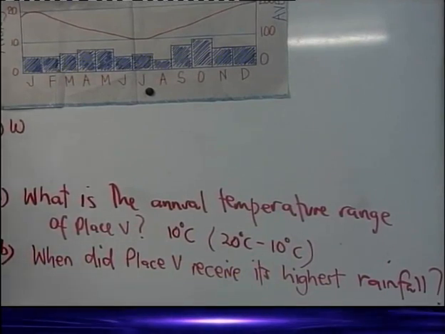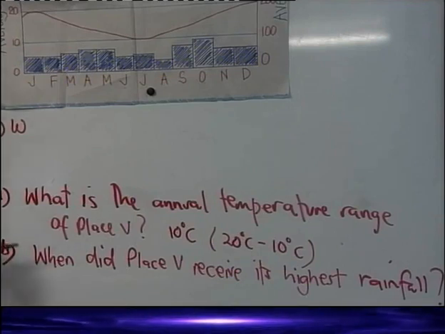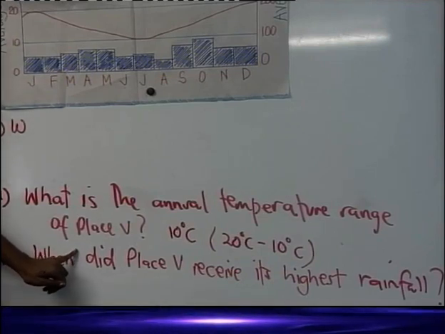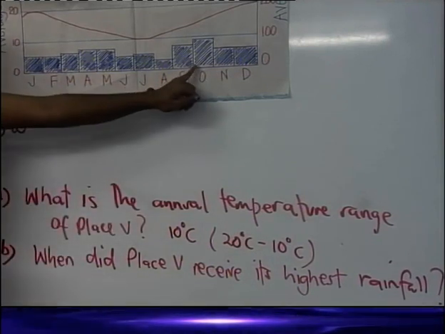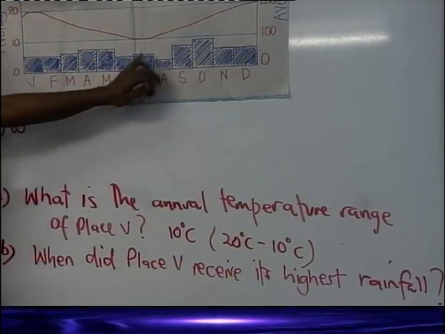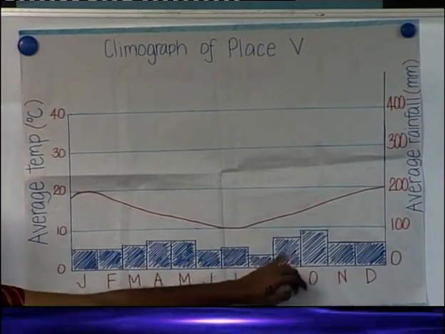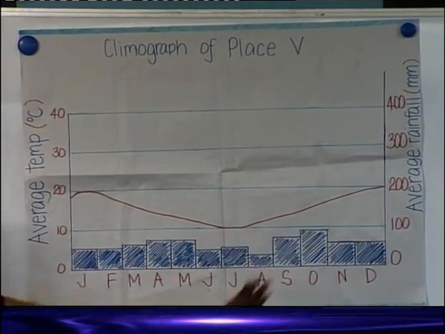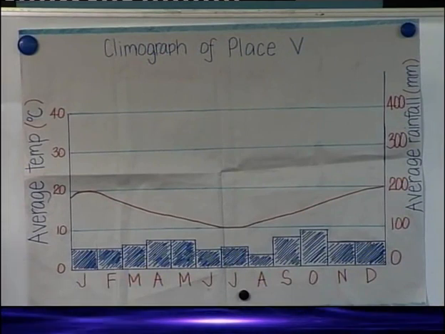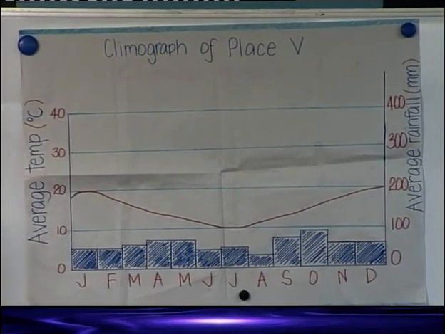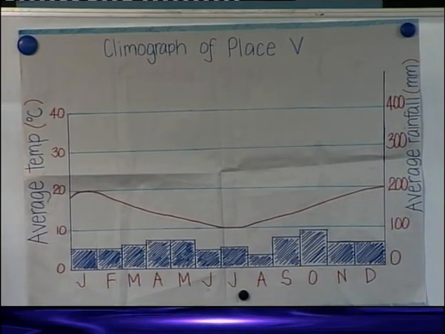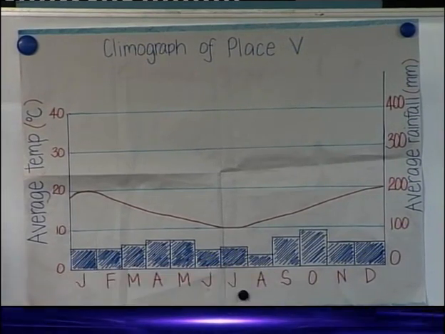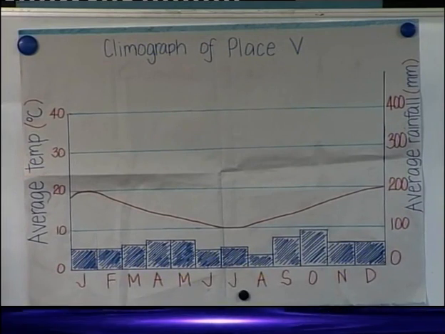Okay, B, receiving students. What's your answer? In October. Place V experienced its highest rainfall in October. Very good. When did place V experience the least amount of rainfall? In August. Okay, in August.